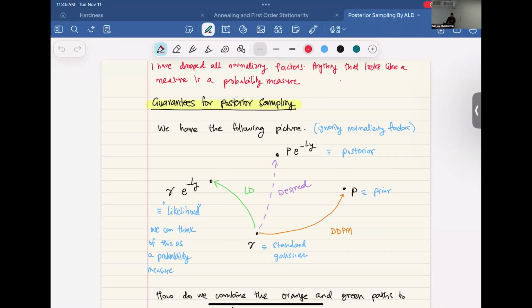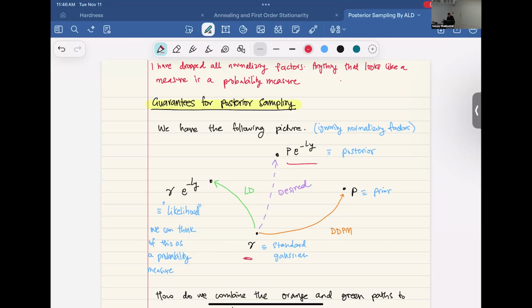but for Fisher divergence. So instead of KL, we looked at how to modify the Fisher divergence guarantee for Langevin to a Fisher divergence guarantee for annealed Langevin. Right? So here's how we're going to do this. In general, I want to get to this distribution. This is my actual posterior, p e to the negative Ly.